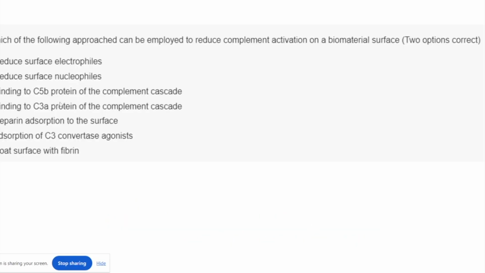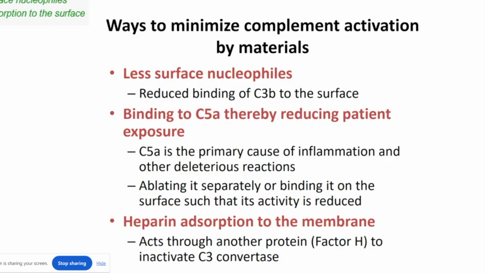This binding of C5a protein to the complement cascade looks similar, but it's binding of C5a. So these are the three main pathways to minimize the complement activation. First, the reduction of the surface nucleophiles, that basically reduces binding of C3b to the surface, and then binding of C5a reduces patient exposure.